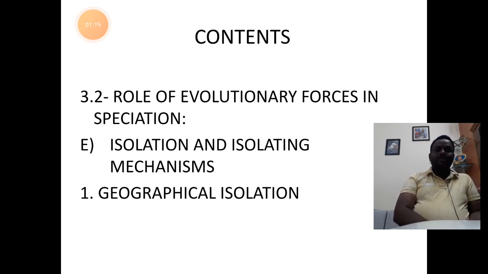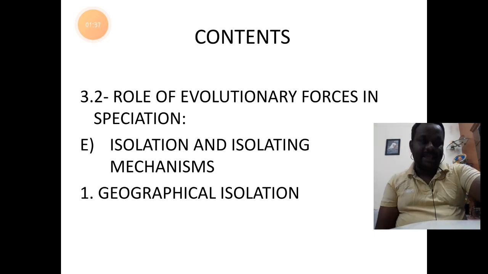The contents include isolation and isolating mechanisms that act as the evolutionary forces in speciation. Under isolation, the concept of geographical isolation we shall understand in this session.